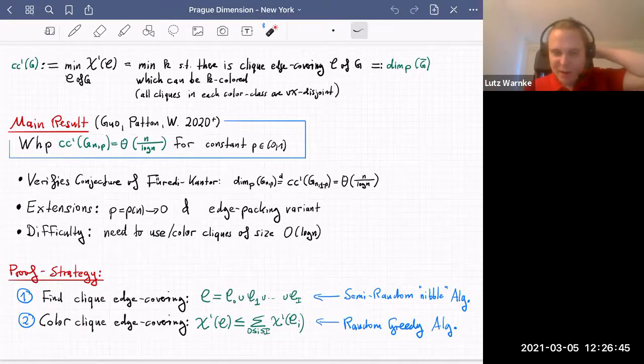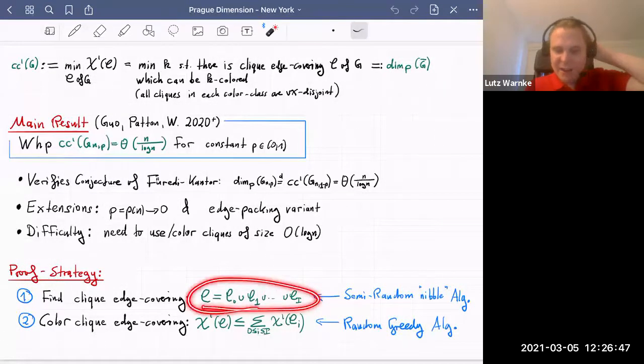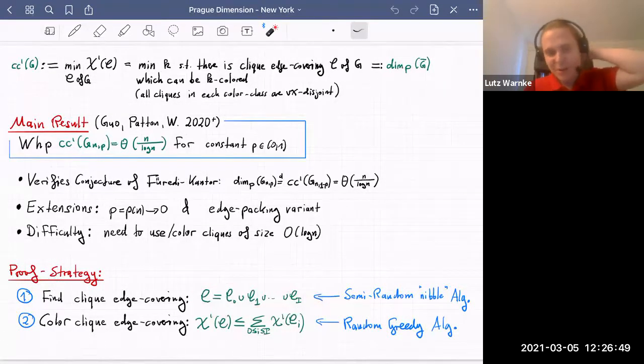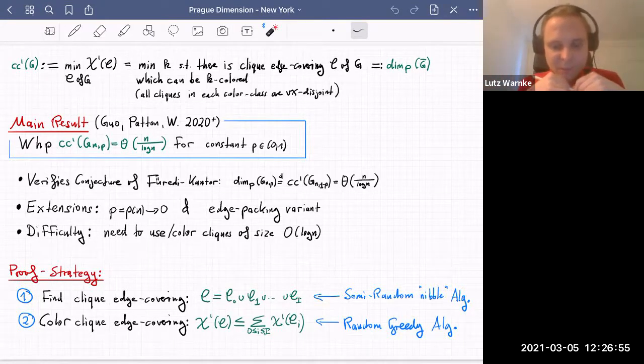I'll say a little bit more about that, but basically we add these cliques in chunks. We build up this collection of cliques in chunks. We don't just add one clique at a time, but we add many cliques in each step.